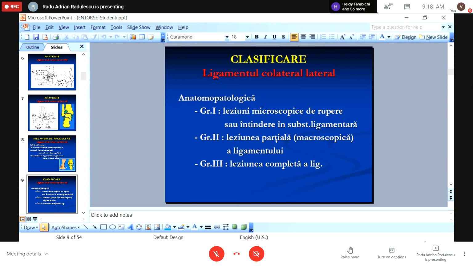And finally, it's grade 3 or type 3, which is a complete lesion of the ligament. Usually after a complete lesion of the ligament, or complete lesion of ligaments, because the sprain can affect more than one ligament, then after this type 3 lesion, probably if the trauma continues, there is only one step towards dislocation.